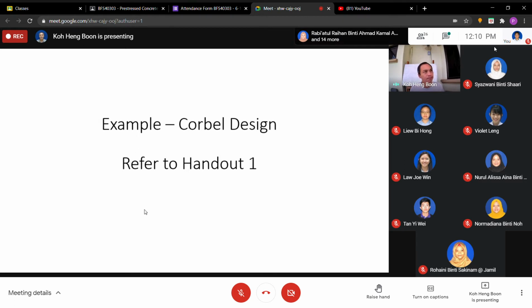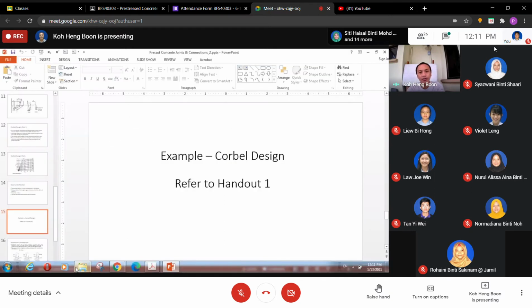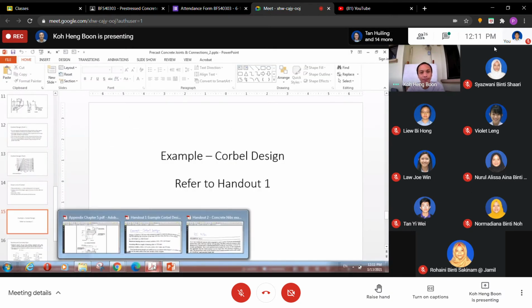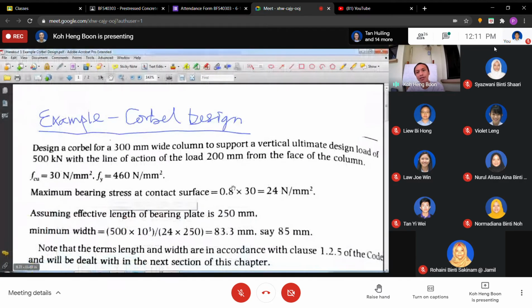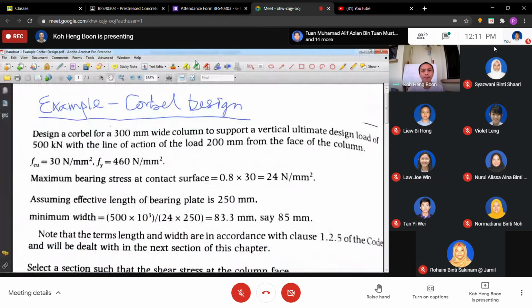Corbel based on strike and type. Okay, strike and type. So now we refer to the example corbel design.